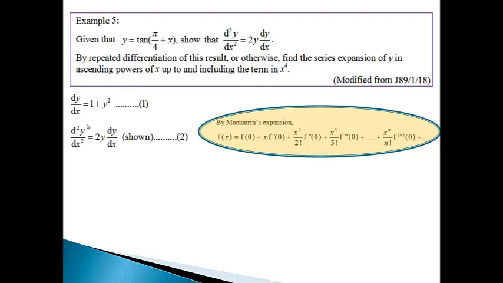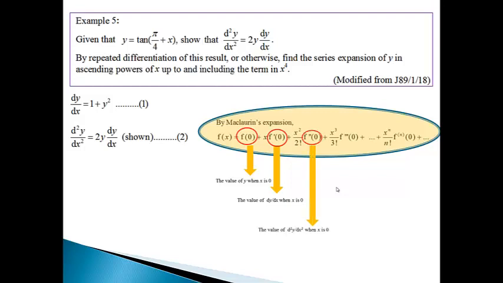By Maclaurin's expansion, we know that f(x) can be rewritten in this manner, where f(0) means the value of y when x is 0, f prime 0 is the value of dy dx when x is 0, f double prime 0 is the value of d2y dx squared when x is 0, f triple prime 0 is the value of d3y dx cubed when x is 0. In this question, they want us to expand up to and including the term x to the power 4. In other words, I also need to find this value here, which is the value of d4y dx to the power 4 when x is 0.